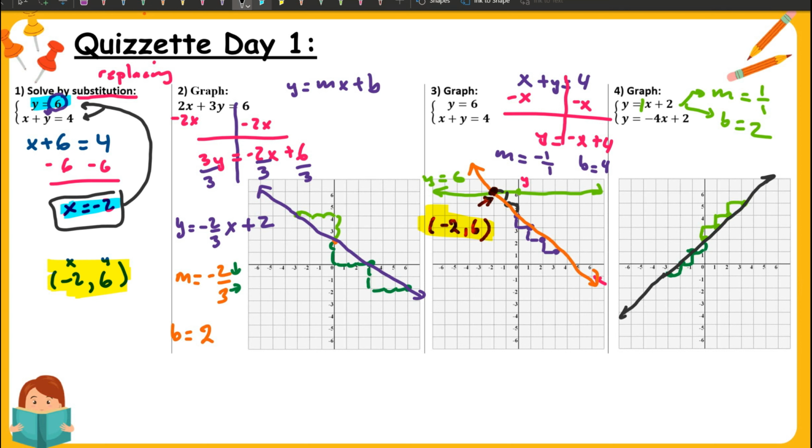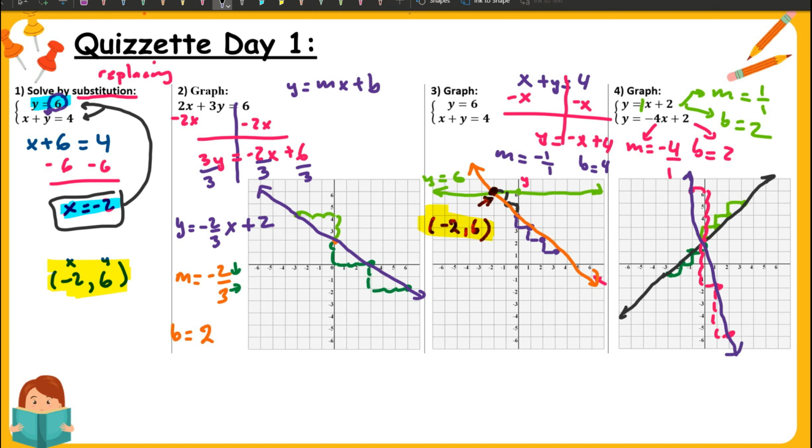Then we're going to graph the second equation. M is negative 4, B is 2. Negative 4 over 1. We will begin at 2. Down 4 over 1. Down 4 over 1. Or you can do the reverse, up 4 over 1. Then we draw the line, go through them.